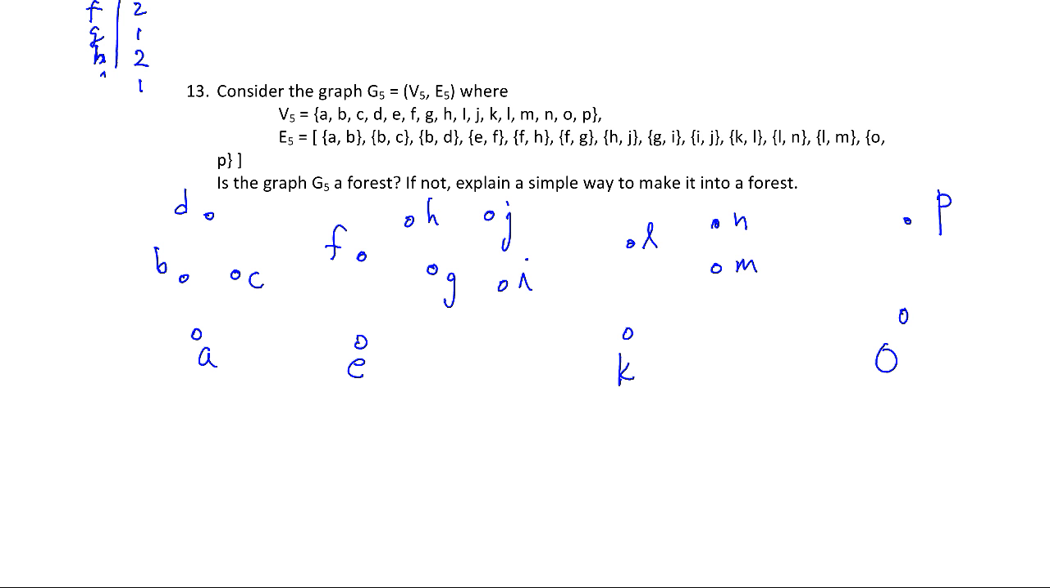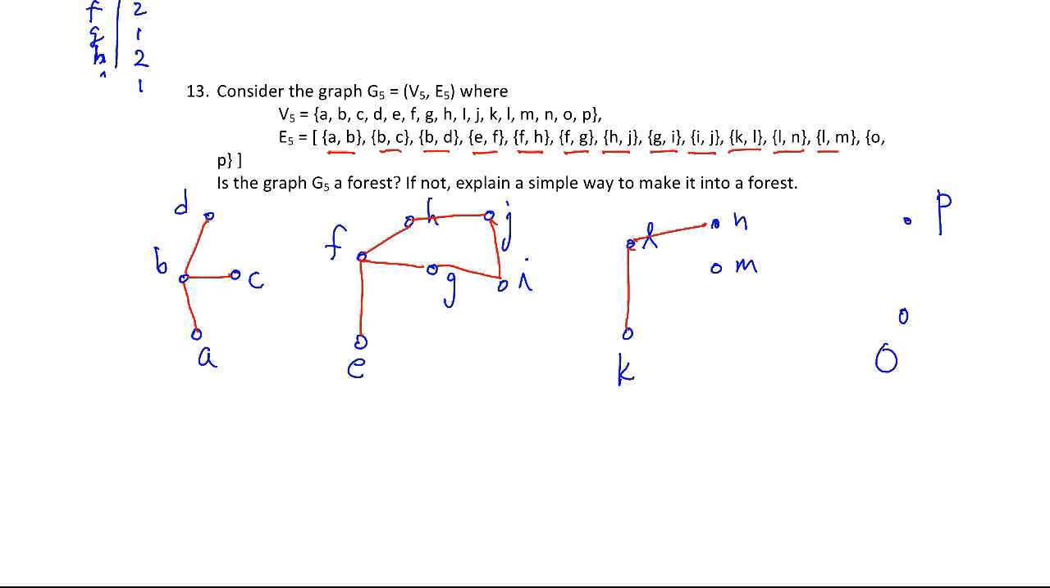So I've got all my vertices, element OP. A and B are linked. B and C are linked. B and D are linked. E and F are linked. F and H, F and G, H and J, G and I, and I and J, K and L, L and N, L and M, O and P.